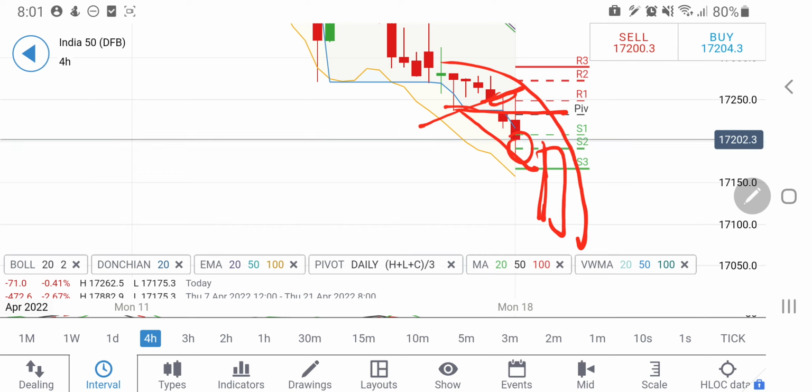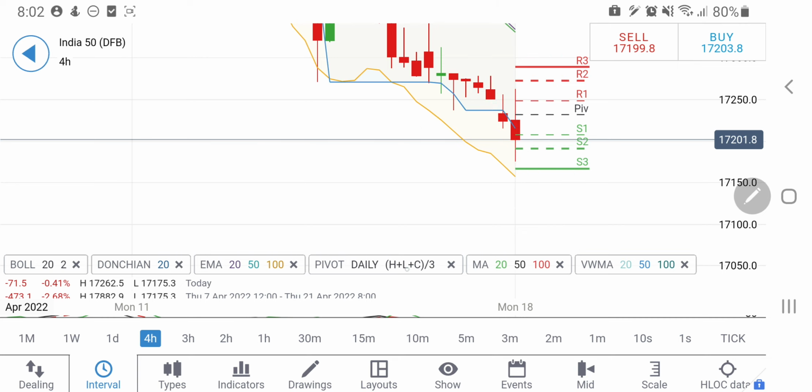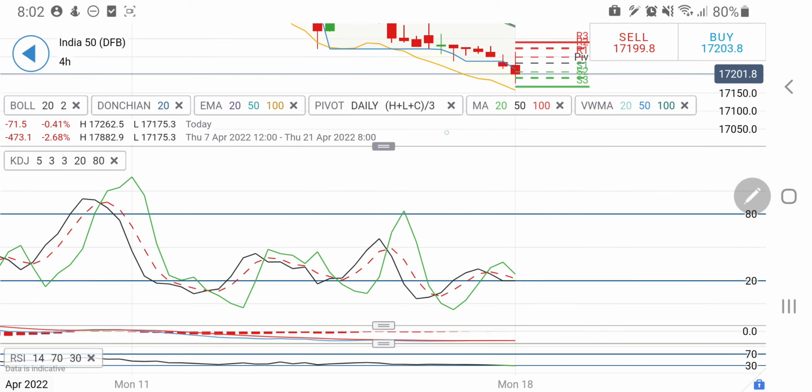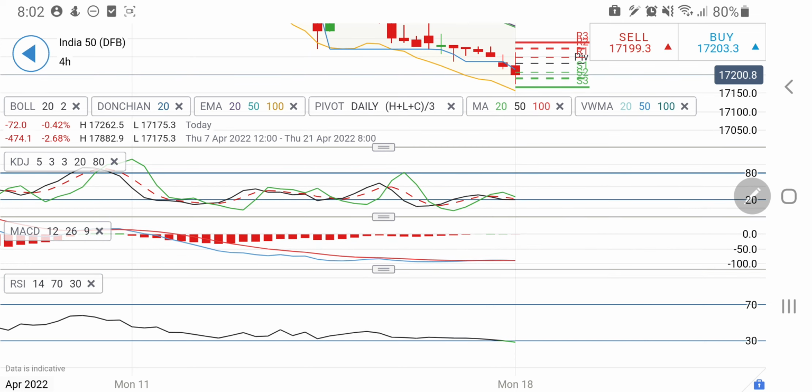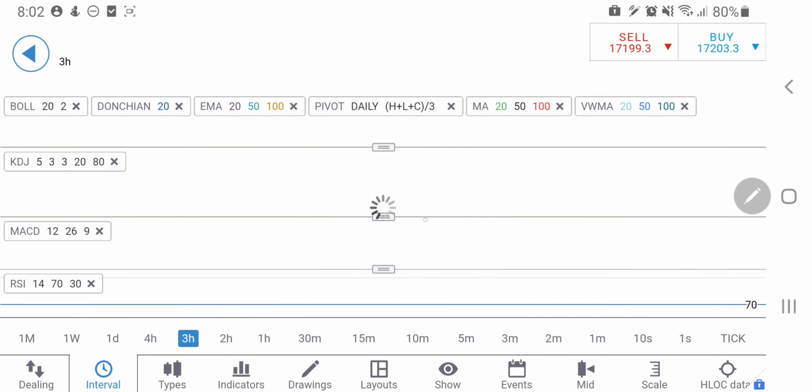I will be watchful and cautious where it opens. That is also of importance. Any move beyond 17,280 zone, 17,300 zone should be considered as a reversal. So if you see it trading above 17,300, you can go long. 4-hour stochastic is trying to enter into the oversold zone. MACD is trying to cross over there, and RSI is now oversold here.